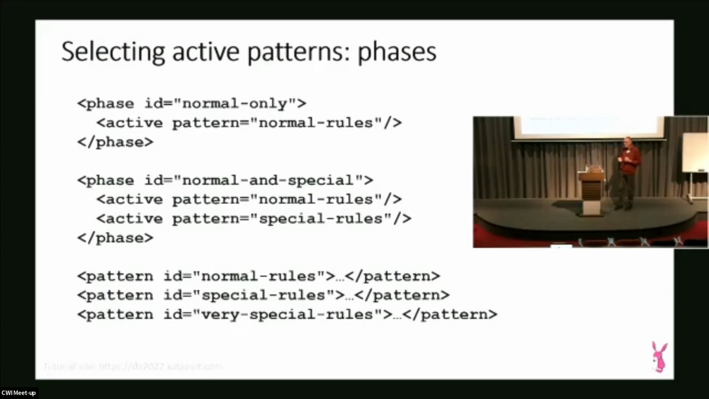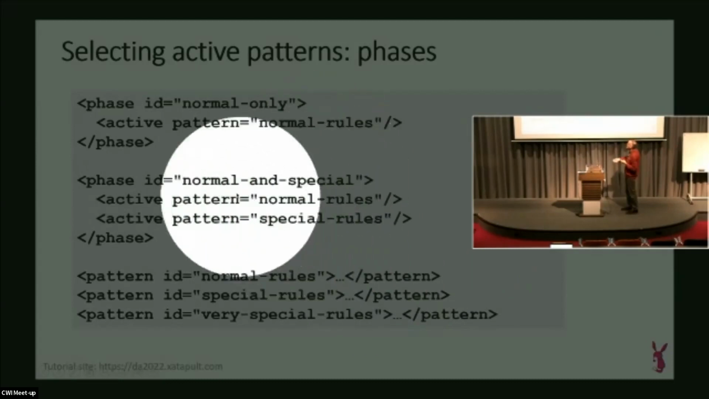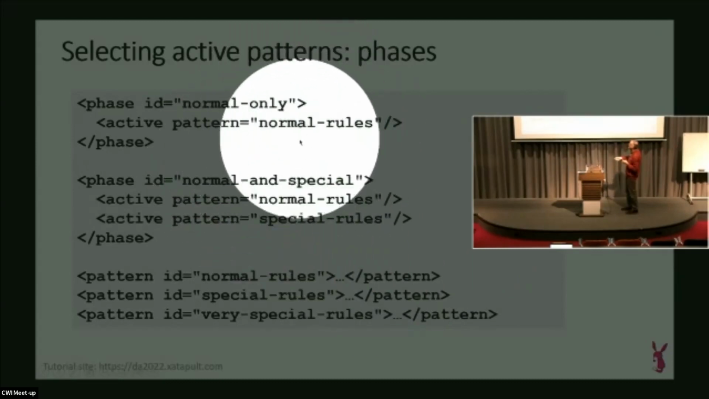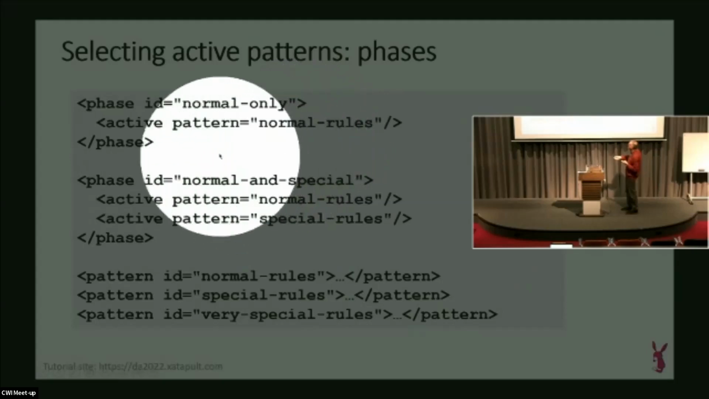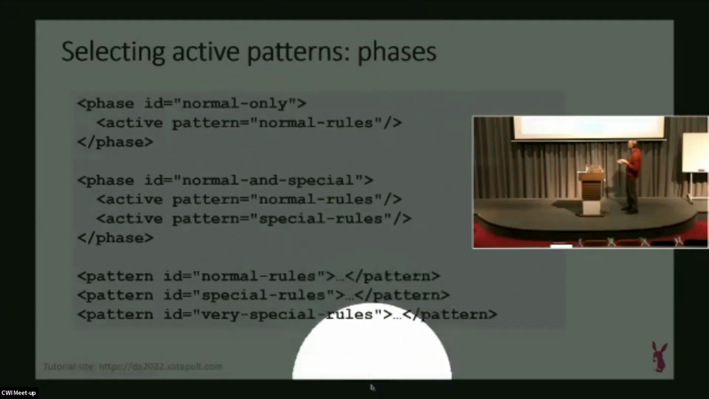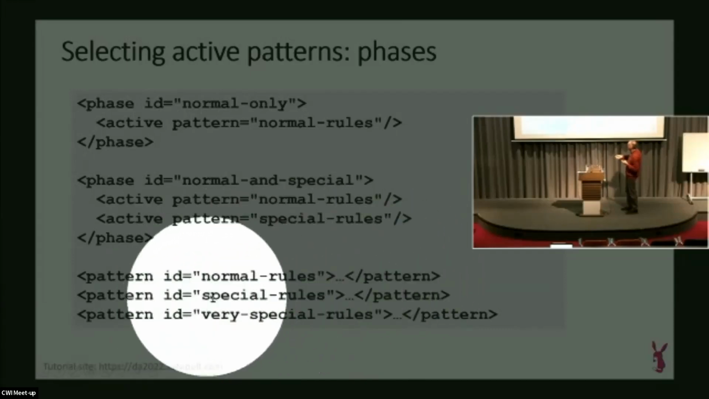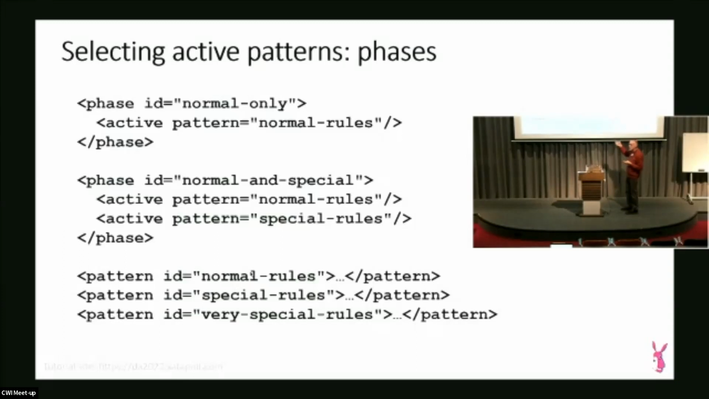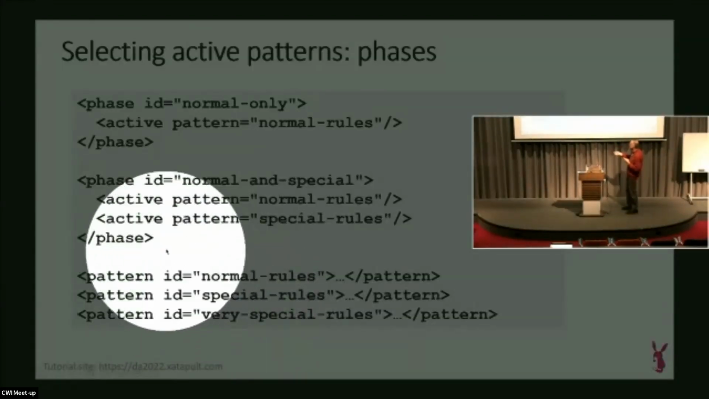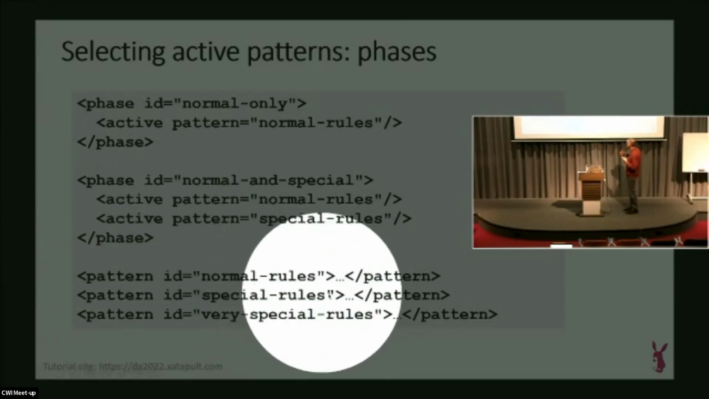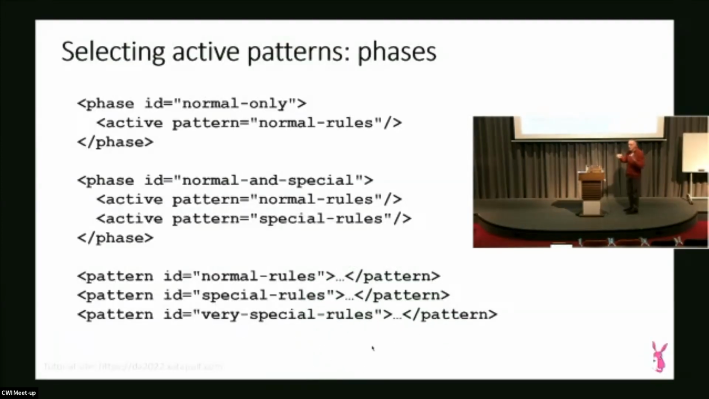At the top of your Schematron schema, you say what phases you have. So in this case, we say we have a phase called normal only, and we only select the pattern with the ID normal rules. And at the bottom, we have defined a pattern with the ID normal rules. So if we run a Schematron schema with the phase normal only, this top pattern will be active, and the special rules and the very special rules patterns will not be active. The rules in there will not get executed.